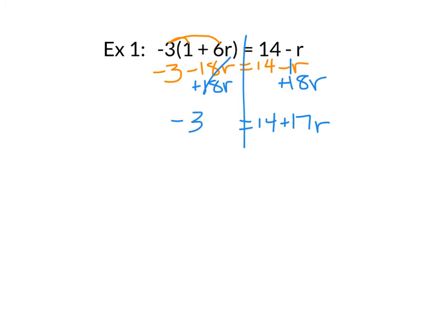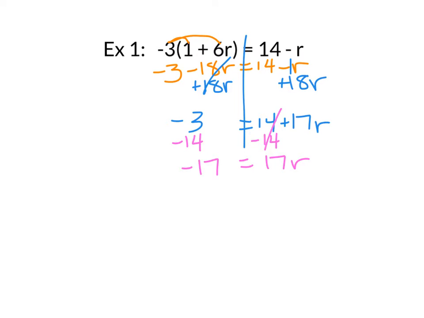Now that I've gotten the r's together, let's get the constants together. Constants are the numbers without variables. So we have a negative 3 and a 14. I'm going to move the 14 because right now it's on the right hand side, which is where my variable is. And I'm trying to get the variable by itself. So let's move the 14 to the left side. Since it's a positive 14, I'll need to subtract. What I do to one side, I do to the other. You can mark out the 14s there. And then negative 3 and negative 14 will make negative 17 equals, bring down the 17r.